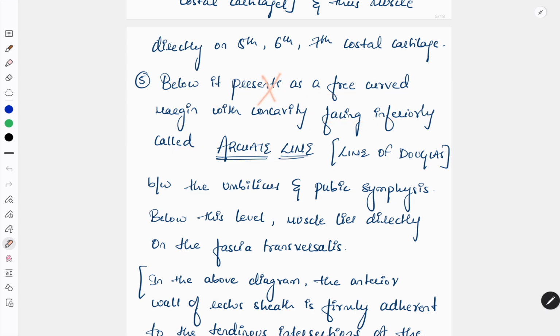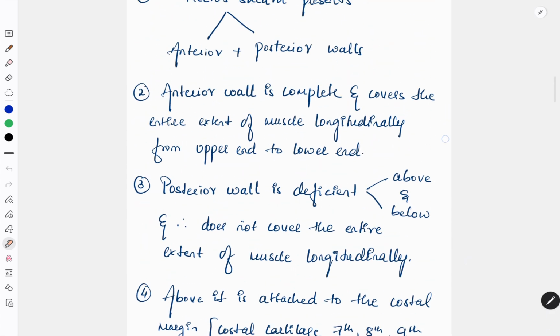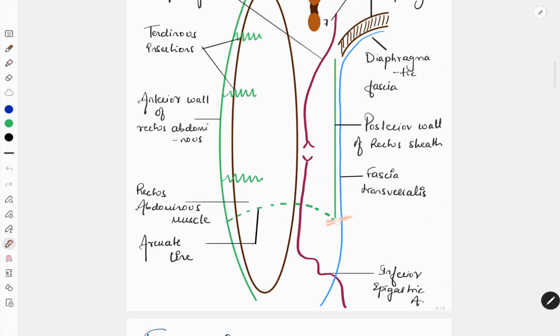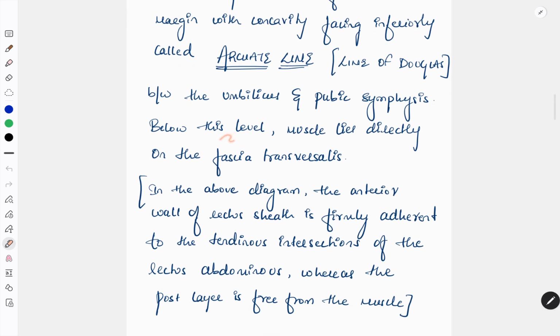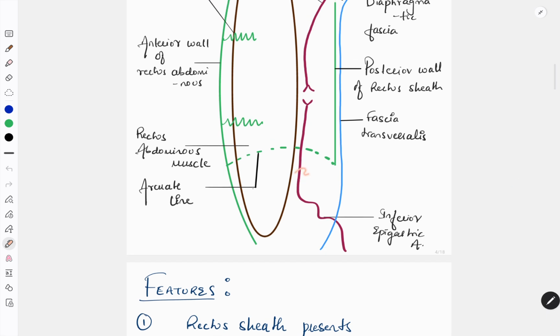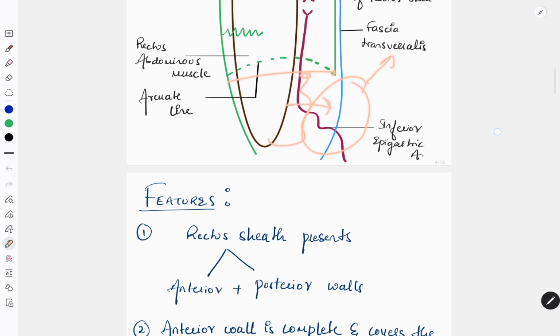This sentence is not very helpful for understanding, but what is helpful is that it lies between your umbilicus and the pubic symphysis, and you can say that the arcuate line is the end point, the lowermost part of the posterior wall of the rectus sheath. So this line we call the arcuate line. Below this level, the muscle lies directly on the fascia transversalis, as you can also see here. Below the arcuate line, the muscle lies directly on this blue colored thing, that is your fascia transversalis.